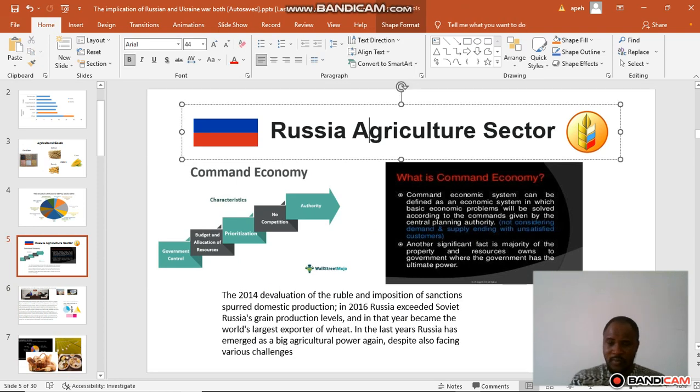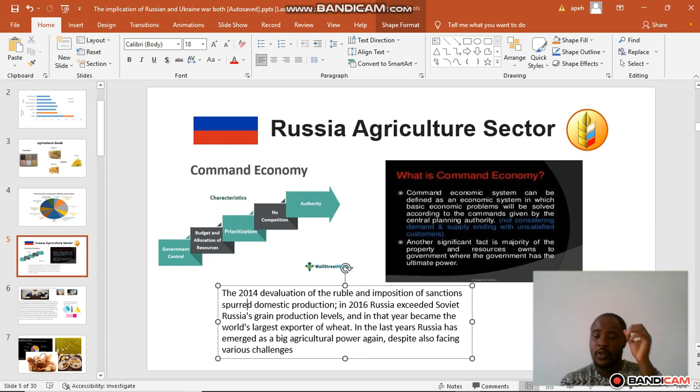While the market economy relies on supply and demand. So if you look at 2014, when the sanctions were made, like I said, the 2014 devaluation of the ruble and imposition of sanctions spurred domestic production.